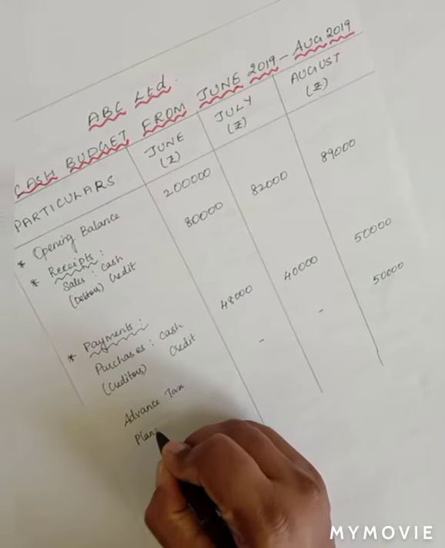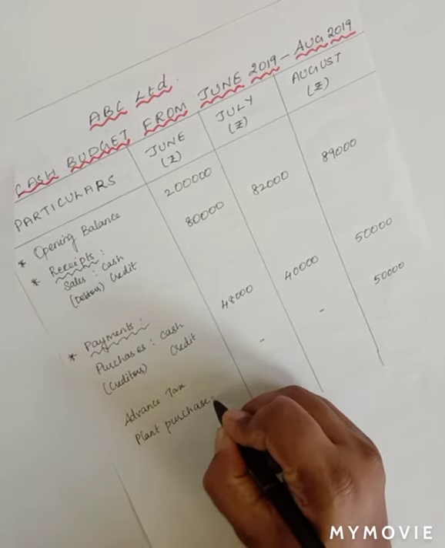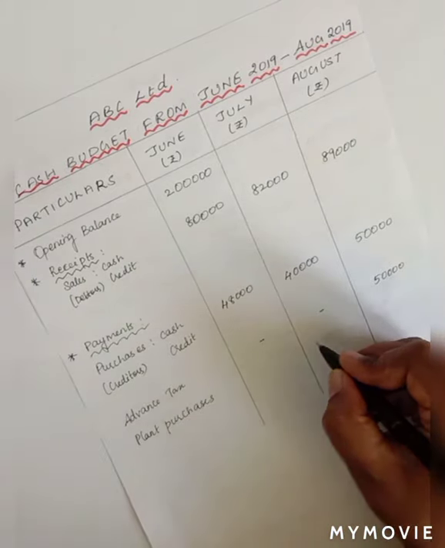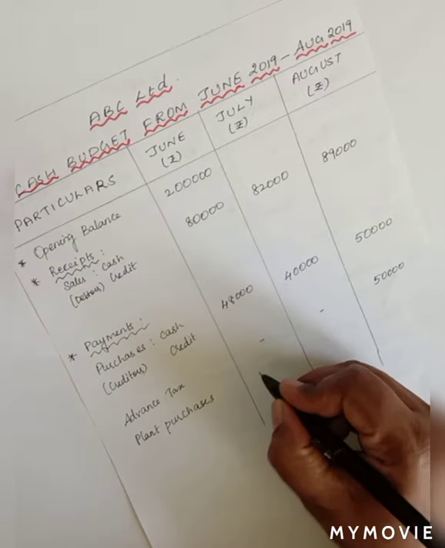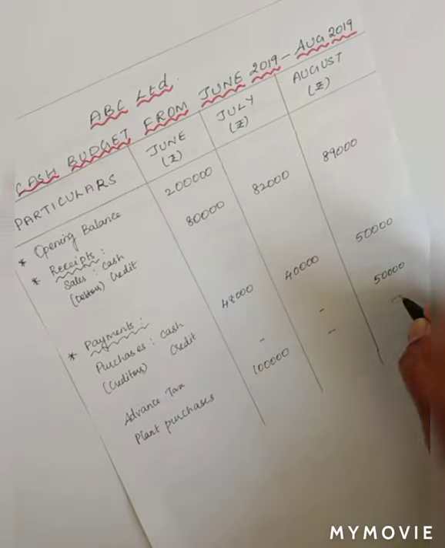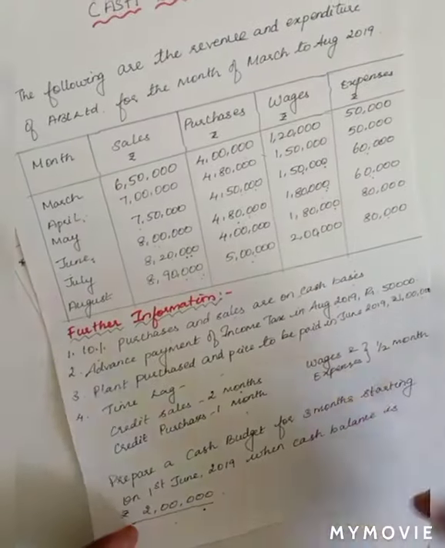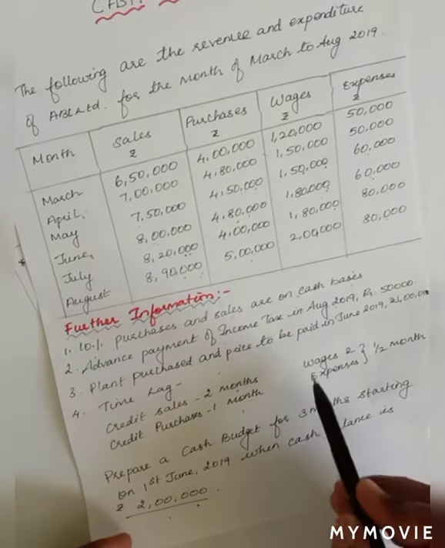Plant purchased, for which the payment of 1 lakh has to be done in the month of June. So 1 lakh in the month of June. Other columns you can give nil. And then coming to the time lag periods now.